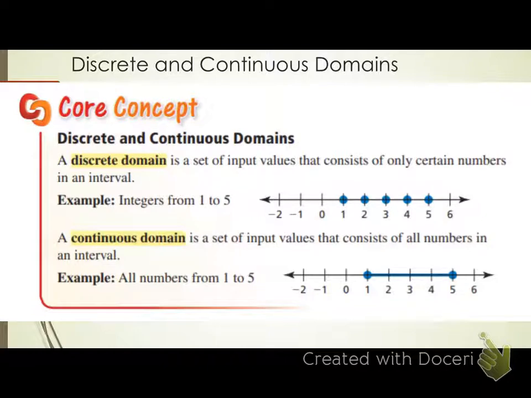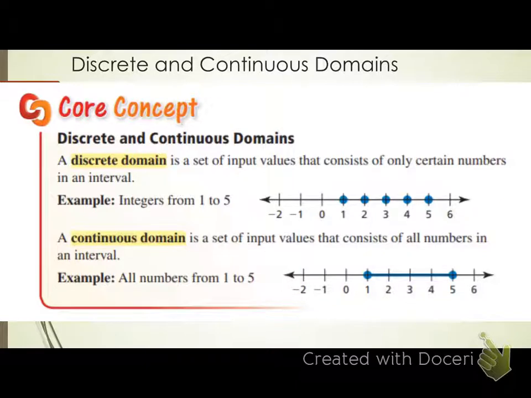So let's talk about the domains of these graphs that we're going to be graphing today. We've talked about a discrete function and a continuous function. The discrete function was not connected. The continuous function had all the points connected. So in a discrete domain, that is a set of input values that consist of only certain numbers in an interval. So similar to our discrete function, but we're just talking about the domain here, the set of x values.